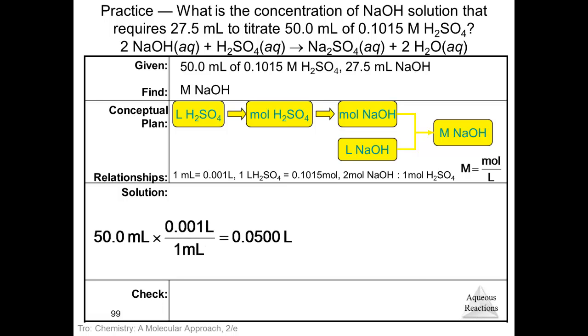So first step, again, we transfer in that 50 milliliters of our acid to liters. So I divide by 1,000, 0.05 liters. We're going to do the same thing with the base. We're given that as 27.5 milliliters. We're going to divide by 1,000. The volume of our base is 0.0275 liters.